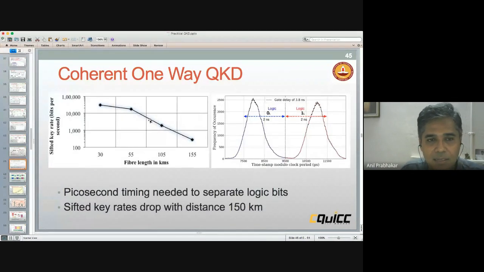This is our results of our coherent one-way quantum key distribution. We went up to about 155 kilometers before the losses became too large. And here you will see that you have photon counts coming in the first half, followed by a vacuum, and this is a logic 0, or you have vacuum and then photons coming in the second half, and this is logic 1. And this timestamp module is in picoseconds.